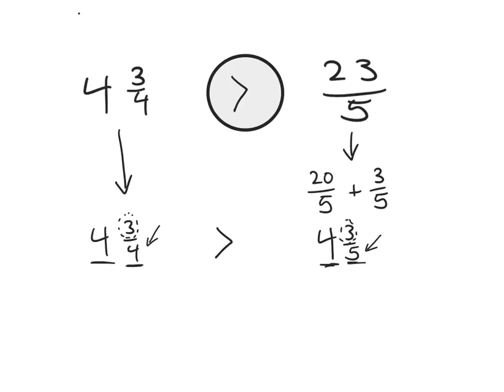The steps I went through: I converted this improper fraction into a mixed number. Then, since the numerators matched, I made like numerators. And I was able to compare the size of the unit, fourths being larger than fifths. That gave me the answer that 4 and 3/4 is greater than 4 and 3/5, and that 4 and 3/4 is greater than 23/5.